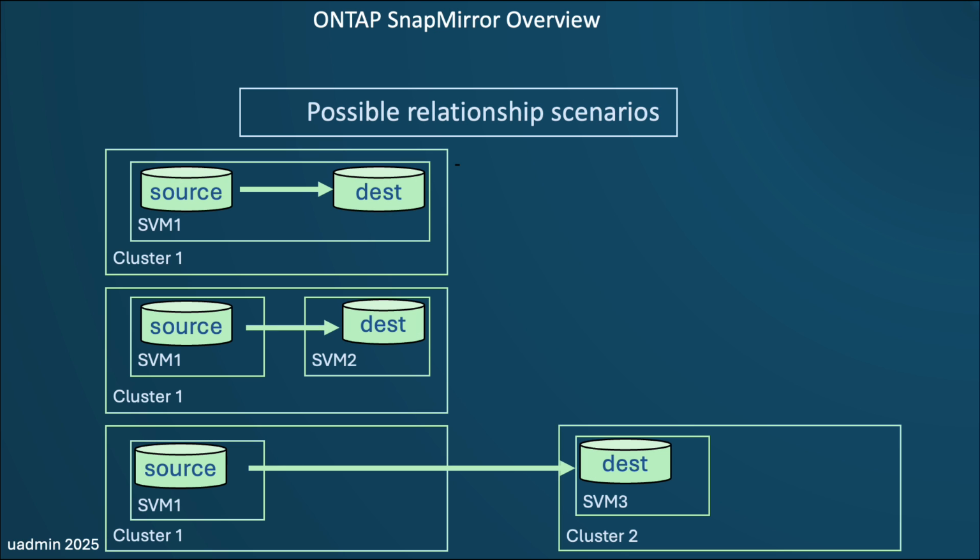Now let's have a look at some basic relationship possibilities. We can SnapMirror a source volume to a destination volume in the same storage virtual machine. We can SnapMirror a source volume in an SVM to a destination volume in a different SVM. And we can SnapMirror a source volume in a storage virtual machine in one cluster to a destination volume in a different storage virtual machine in a different cluster.